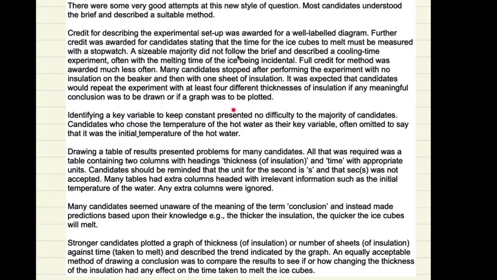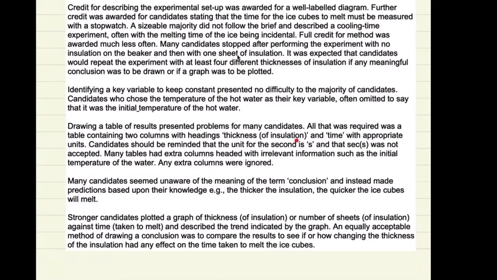So you have to have multiple thicknesses. The examiner says at least 4. I always say at least 6 because 6 is kind of a standard in A levels. Identifying a key variable, drawing a table just needs headings along with their appropriate units. You don't need anything in there. Many candidates seemed unaware of the meaning of the term conclusion and instead made predictions.